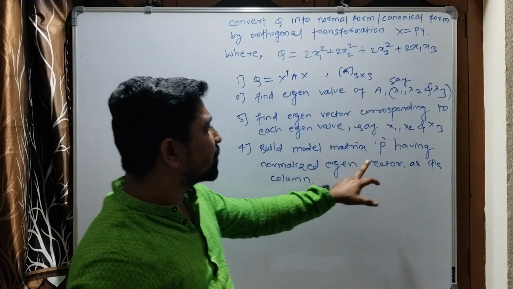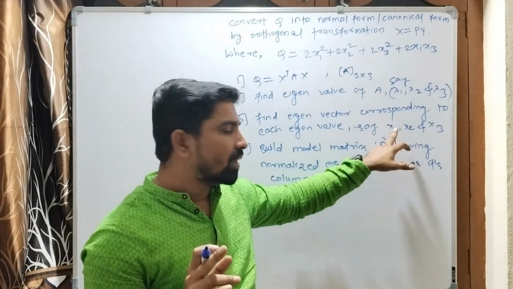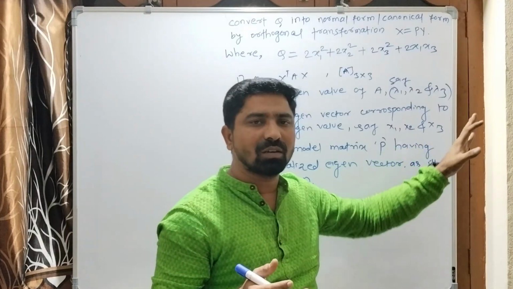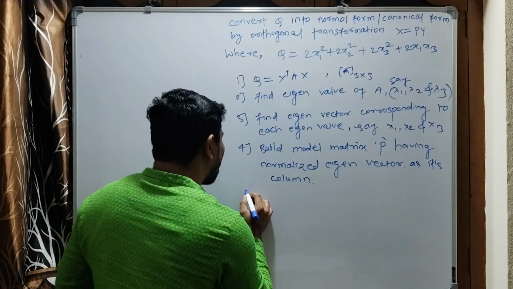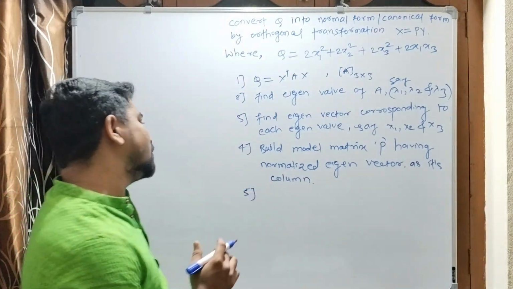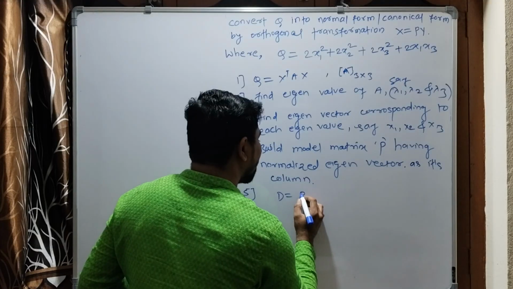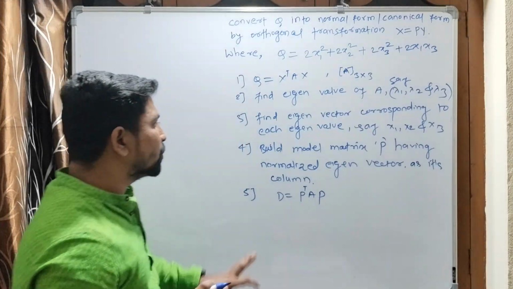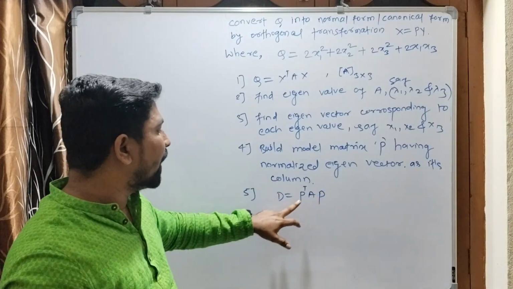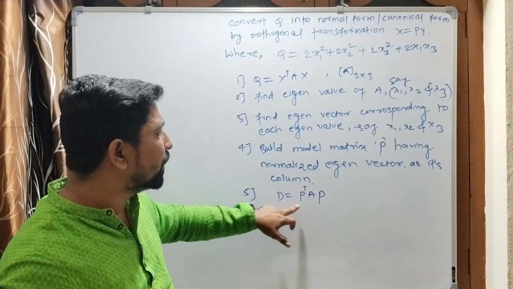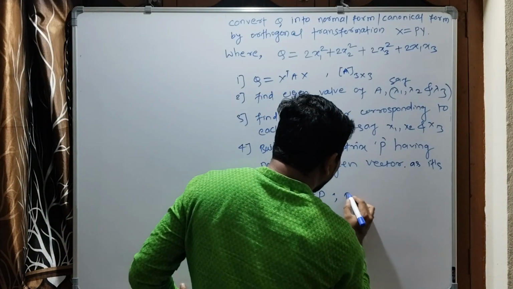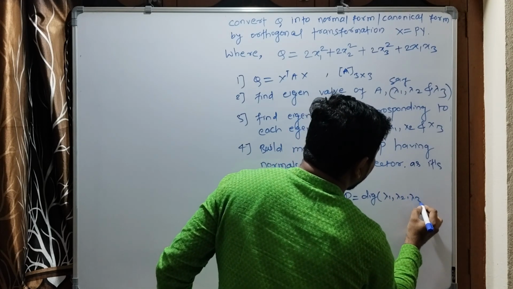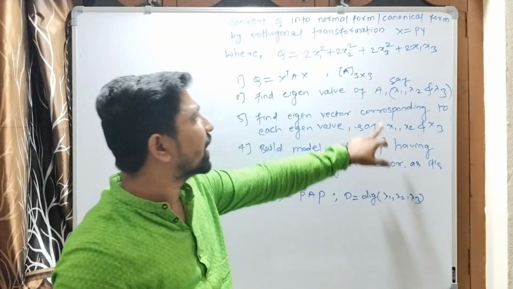This means that the first column of your model matrix P is the first eigenvector, the second column of your model matrix is the second eigenvector, and the third column of your model matrix is the third eigenvector, that is your model matrix P. After that, you find the diagonal matrix D by using P transpose A P. So write D equal to P transpose A P. From this fourth step you will get the model matrix P, and taking P transpose A P you will get D, where D is the diagonal matrix with diagonal entries the eigenvalues lambda 1, lambda 2, lambda 3 of this matrix A.